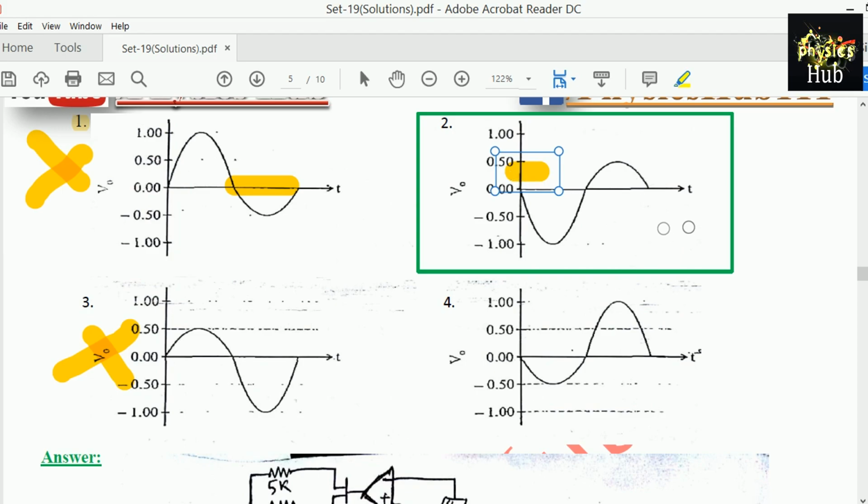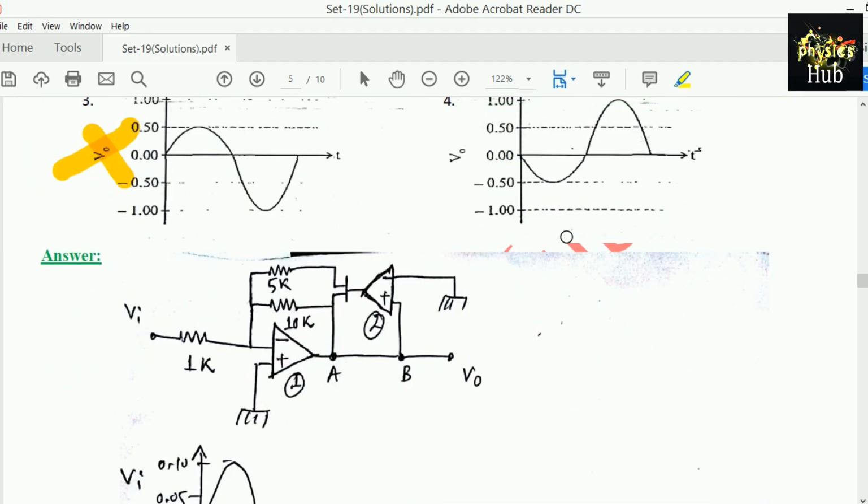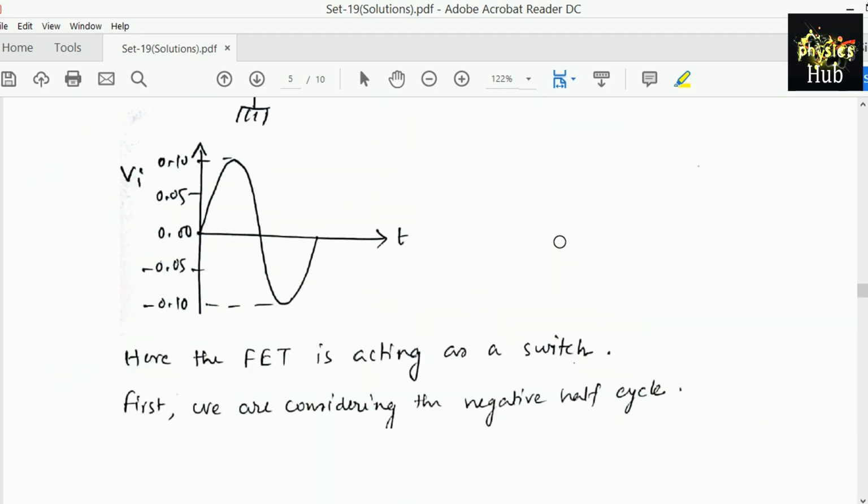So it is matching with option 2. So option 2 is the correct option. In this way we are not solving the total problem, but we can see the correct answer without solving the total problem.